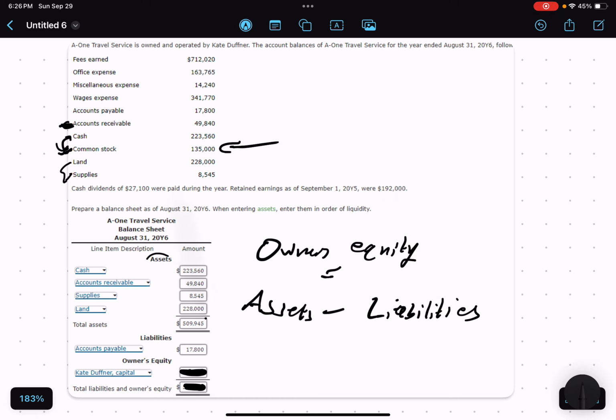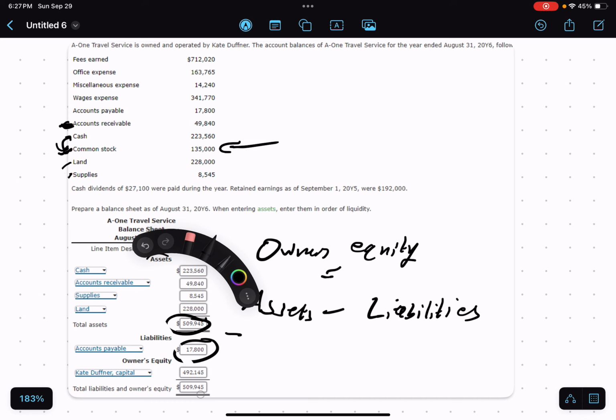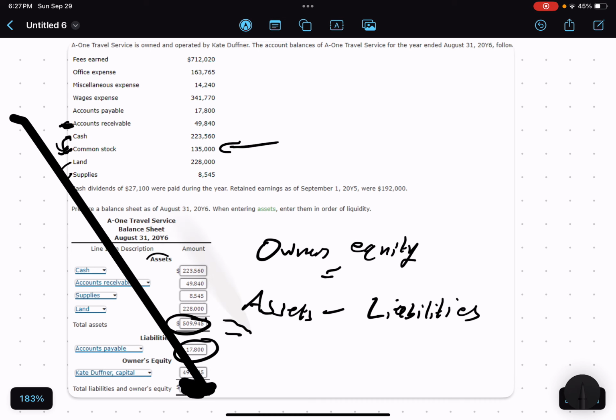So if we take this number and we subtract them, you should get 492K. And so on the bottom here, it wants you to combine liabilities and the owner's equity, so you just add these two numbers up. And if you did the calculations right, your total liabilities and owner's equity should always be equal to the amount of total assets that you have.